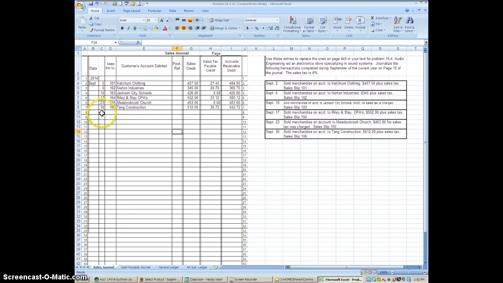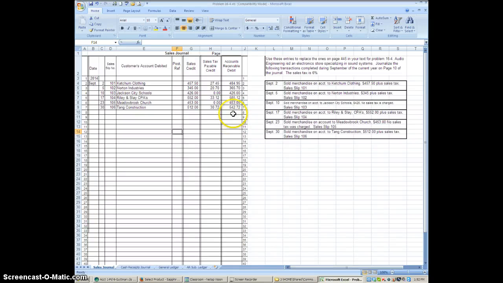And then the last one on the 30th is Tang Construction. $512 is your sales credit, the amount of merchandise you sold. Sales tax payable is $30.72, and then when we add these two together, you get $542.72. And that's how you journalize in a sales journal.